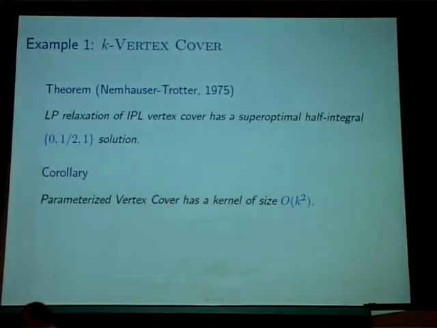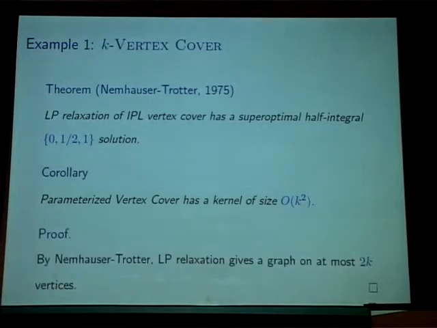As a corollary of this result, it follows almost immediately that vertex cover has a kernel of size k squared, right? Why? Because by Nemhauser-Trotter, if I take this LP relaxation of vertex cover and take all vertices or variables which got non-zero values, I will get a graph on at most 2k vertices. This graph has a vertex cover of size k if and only if the original graph has a vertex cover of size at most k, right? So the number of vertices is at most 2k, which means that the number of edges is at most 4k squared, which is big O of k squared. So the size of this kernel is k squared. This is a quadratic kernel.